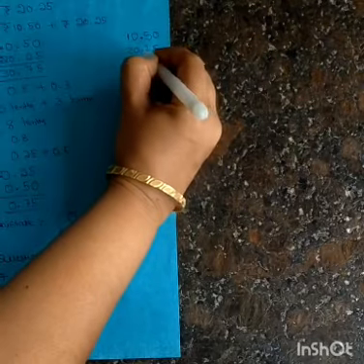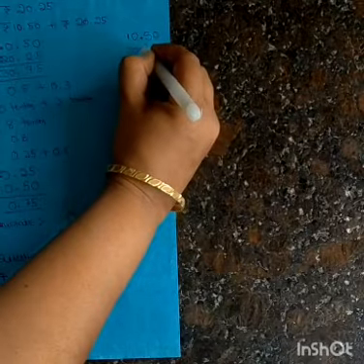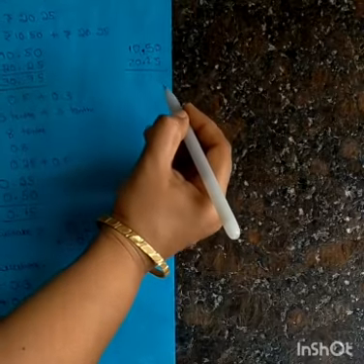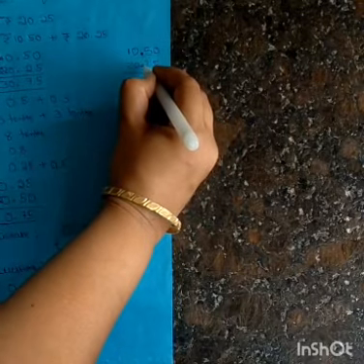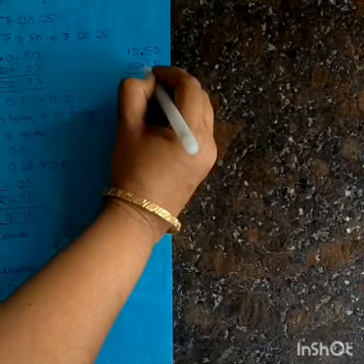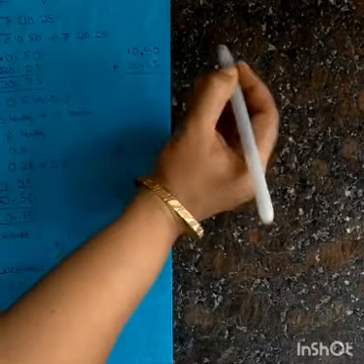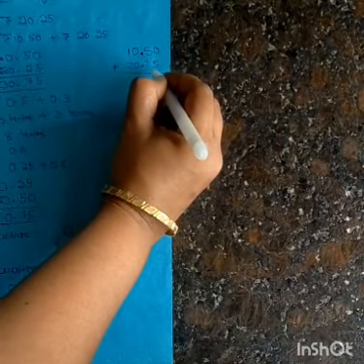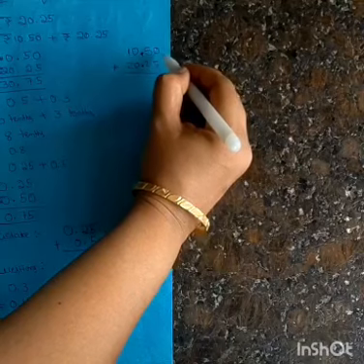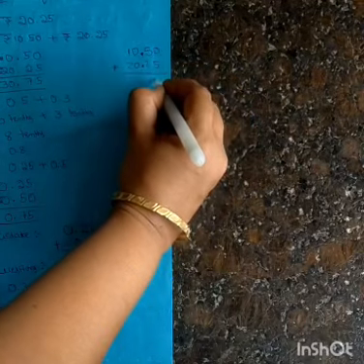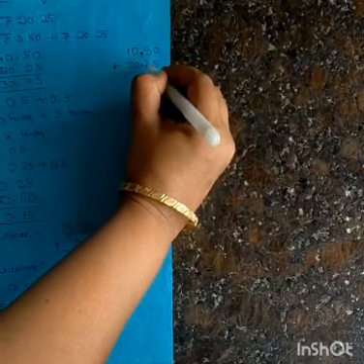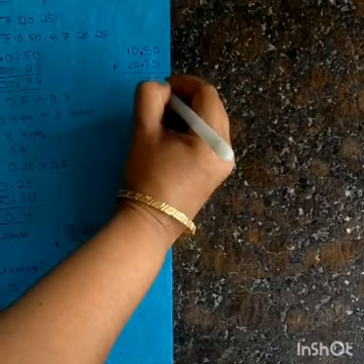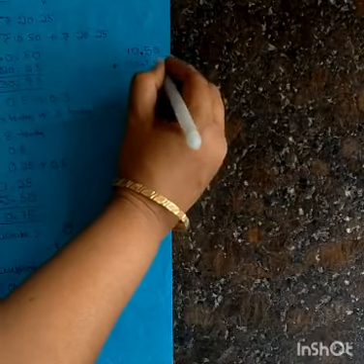Always place the decimal point exactly below the decimal point. So we have to write neatly 10.50 plus 20.25. Now we'll explain how to add this one. 0 plus 5 is 5. 5 plus 2 is 7. Again keep the same decimal point here because no carry forward.